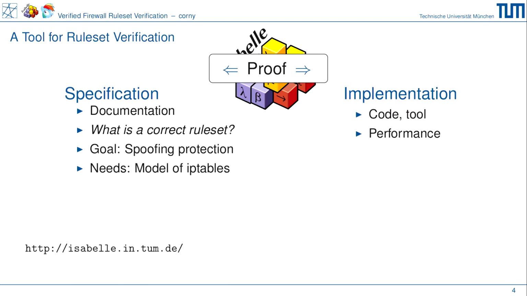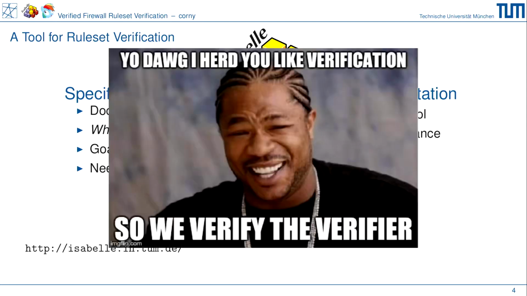So the most important thing here is to specify what it should do. So to summarize, what will this talk be about? We will write a verifier for rule sets and we will verify the verifier itself. So let's get started with step one. We need a model for iptables before we can specify anything.